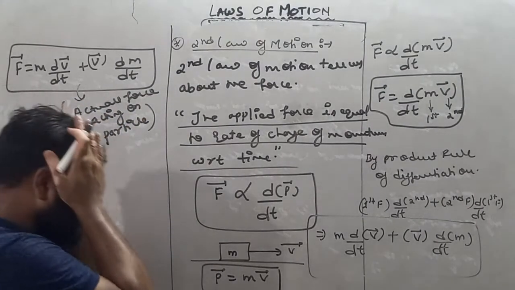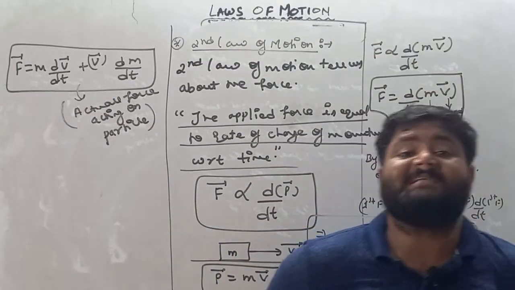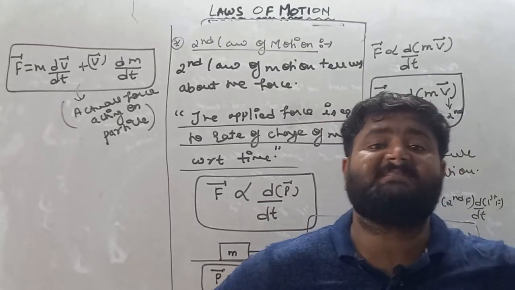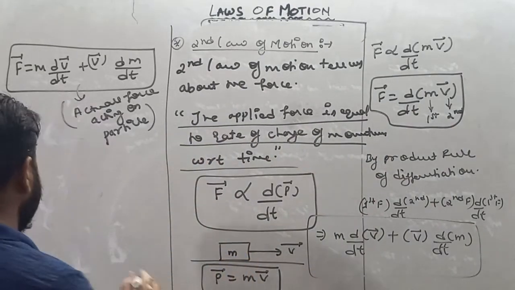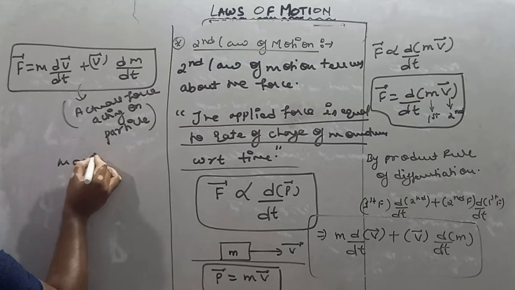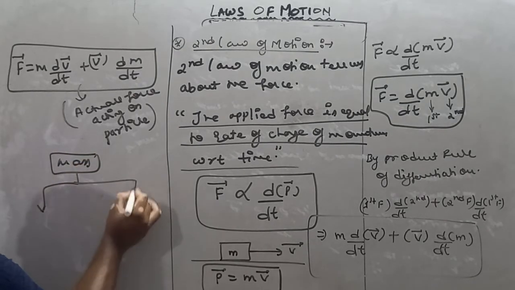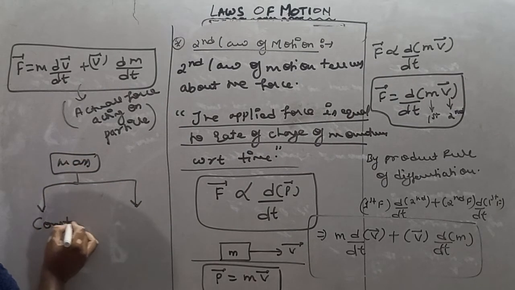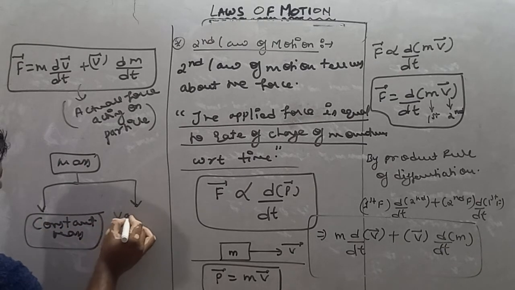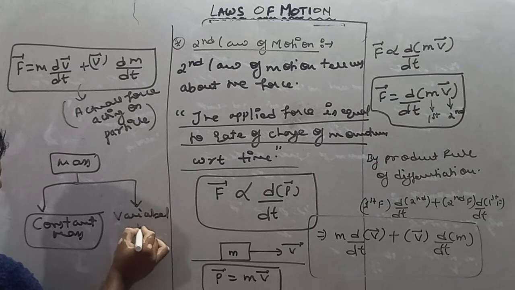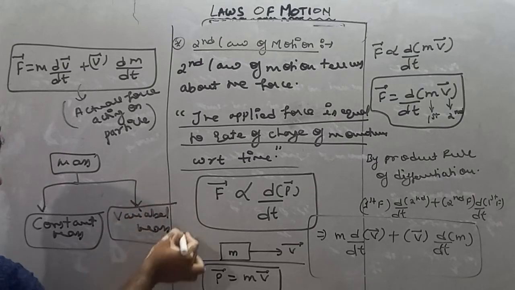Now see, the mass which we deal with in our course is always a constant mass. Remember, my dear student, masses are of two types. I'll write here: masses are of two types. One is constant mass and the second is variable mass. So two different types of masses are there.